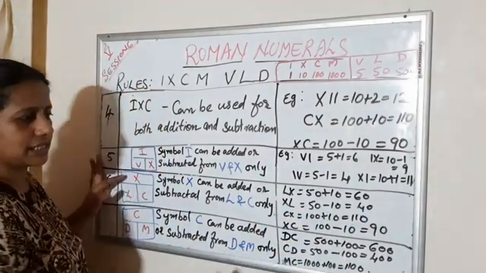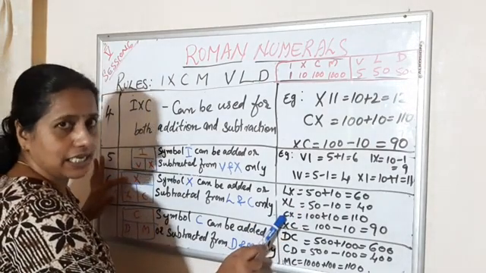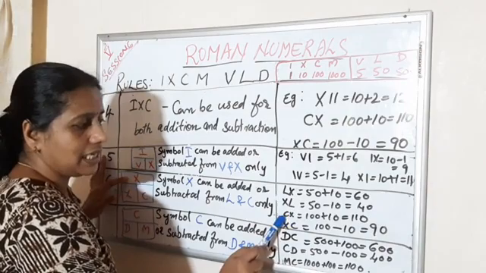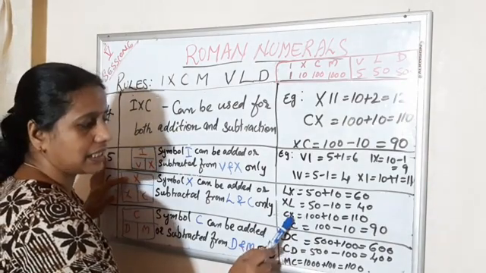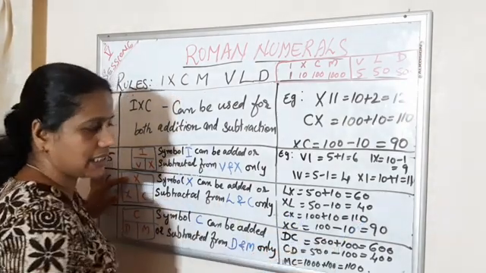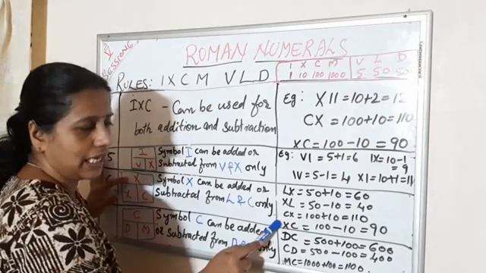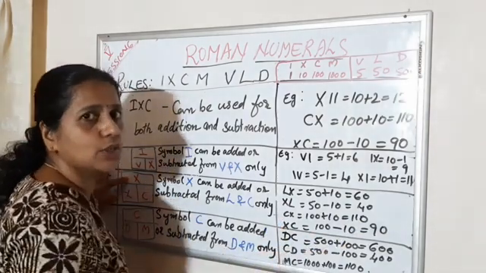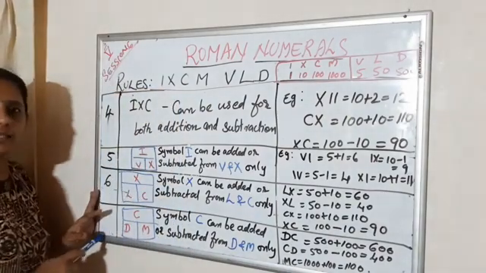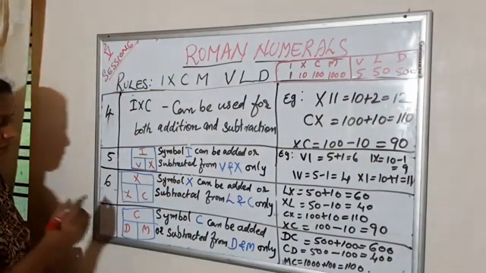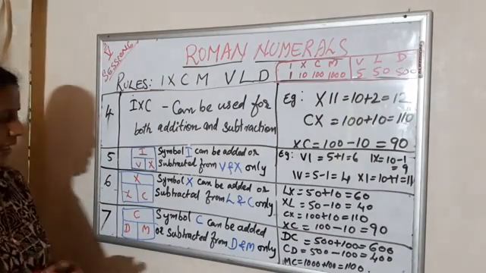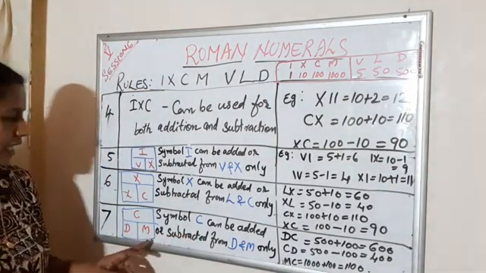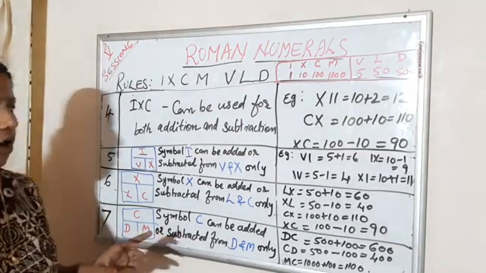Next, CX. CX: C is 100 and X is 10. X is smaller than C, so we add, that is 100 plus 10, 110. Then here X is on the left side, that is 100 minus 10 is equal to 90. The next one, C, D, M. Seventh rule is C, D, M. That is, symbol C can be added or subtracted from D and M only.